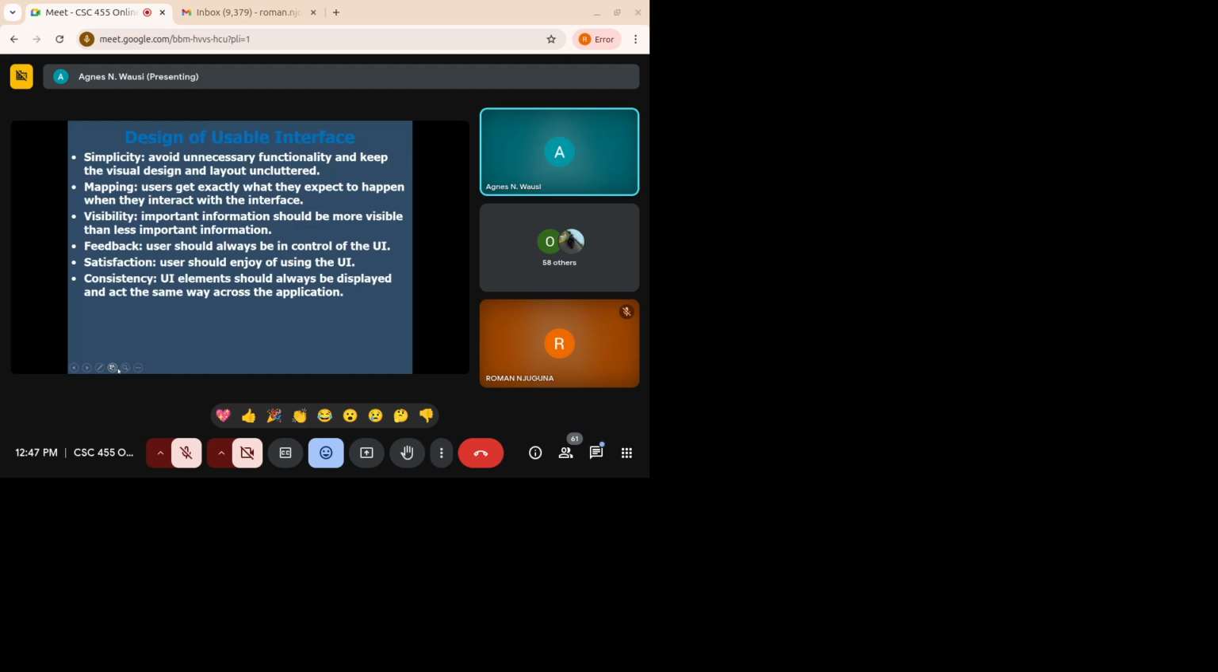The flow of the interface should also be very important. Like for example, if I see dashed arrows on my mobile, I expect to see a drop-down menu. Is that what I see? Because that is what I expect. That is what I'm used to seeing on the mobile, on other mobile applications.